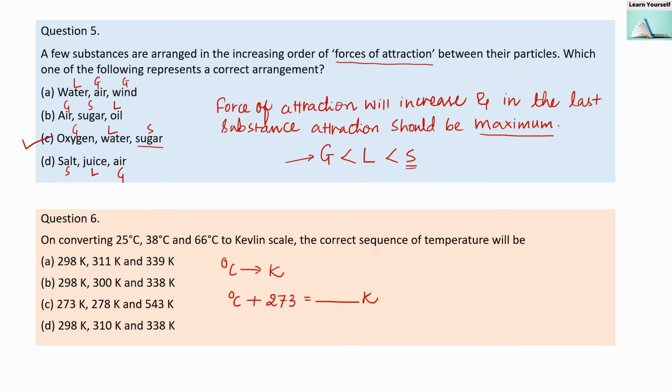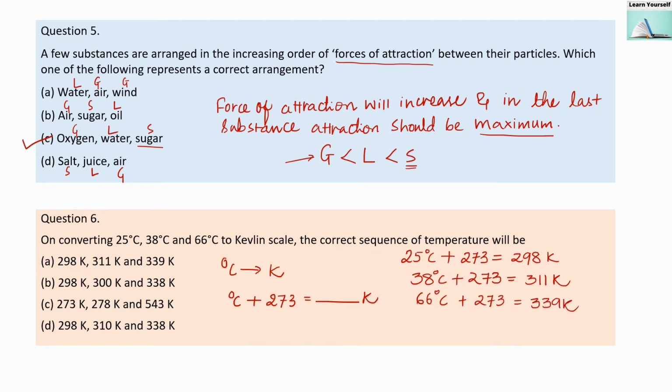So now let us add 273 to all these three temperatures. 25 degrees Celsius plus 273 will give us 298 Kelvin. 38 degrees Celsius plus 273 will give us 311 Kelvin. 66 degrees Celsius plus 273 will give us 339 Kelvin. So we have to check for these three answers in our four options. 298, 311 and 339 Kelvin. So this is the correct option.